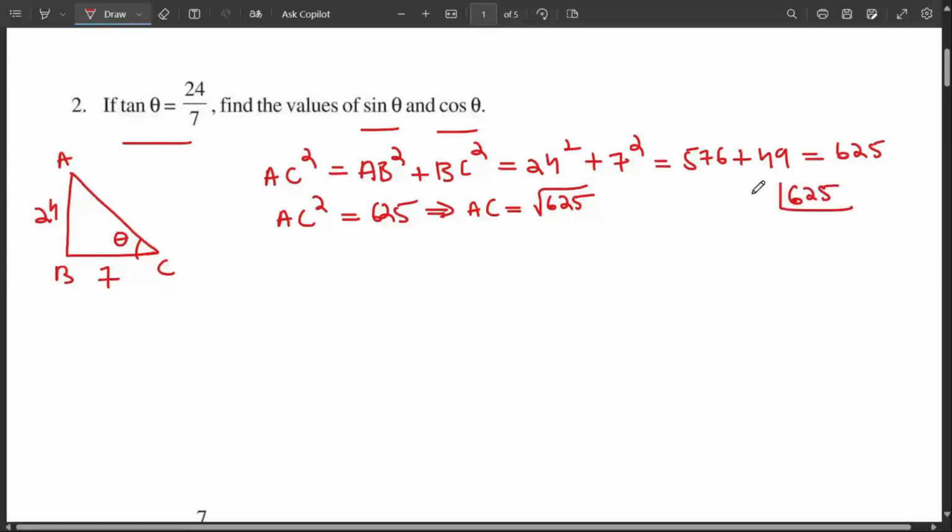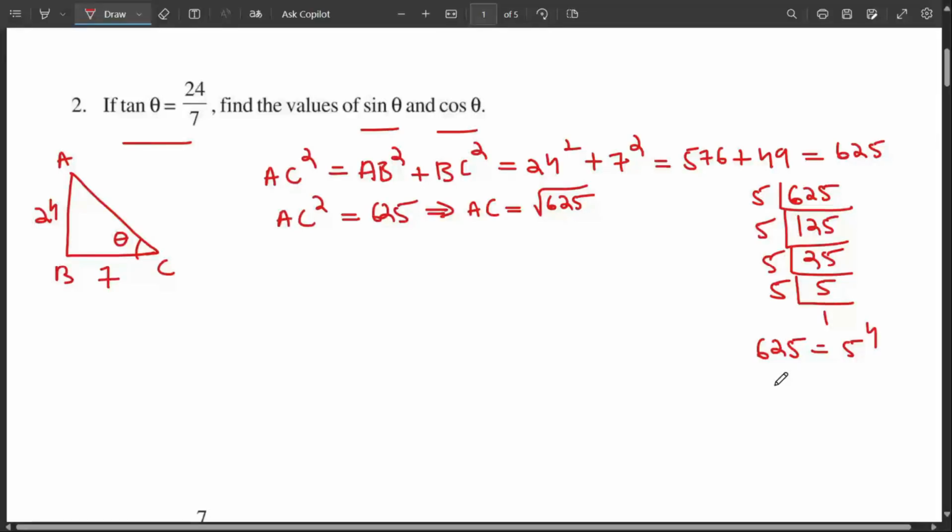So 5 divides 625. 5 ones are 5, 5 fives are 25. Again, this number is also divisible by 5. So 5 fives are 25, 5 ones are 5. So we got to know that 625 is equal to 5 to the power 4.